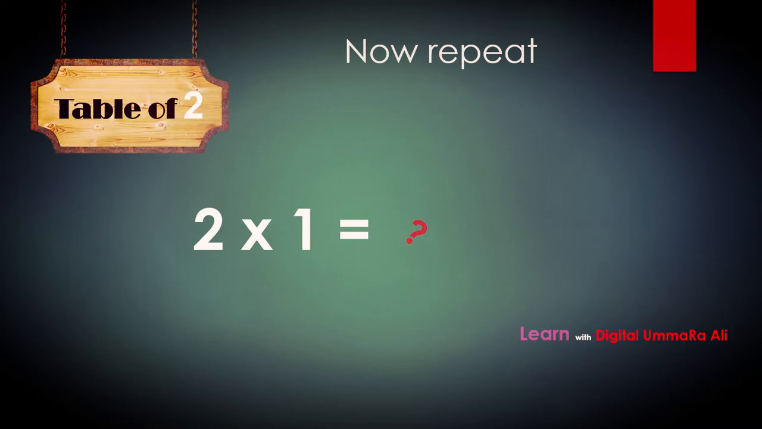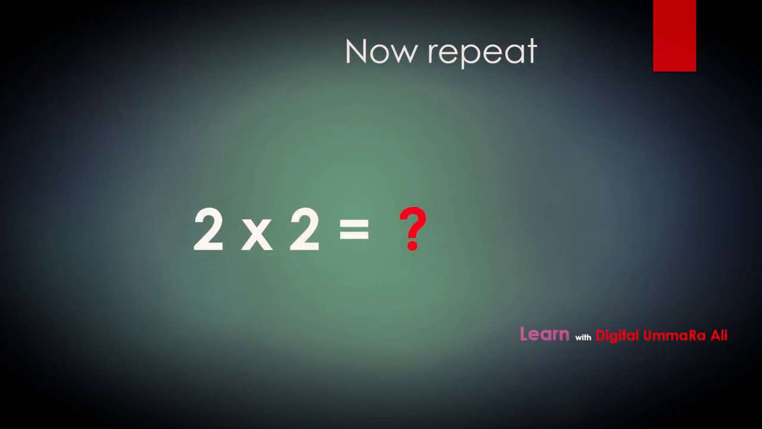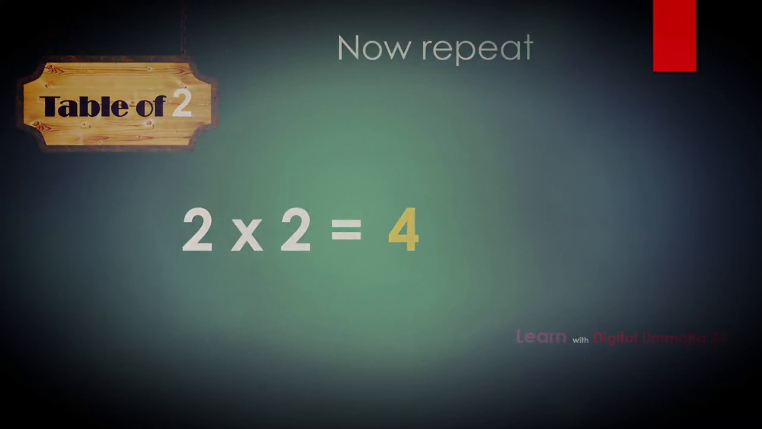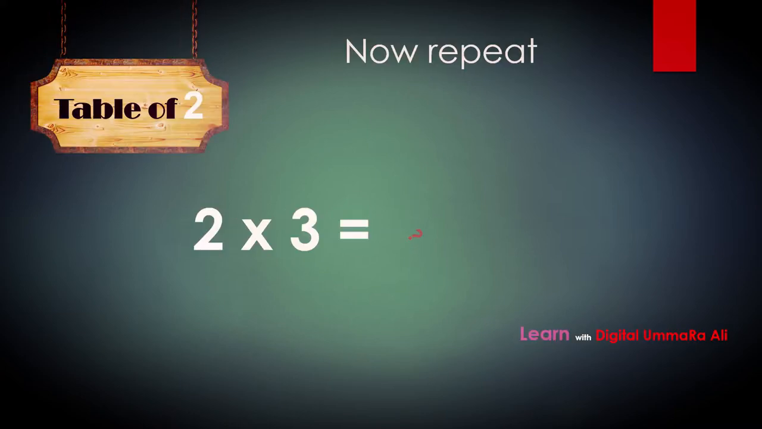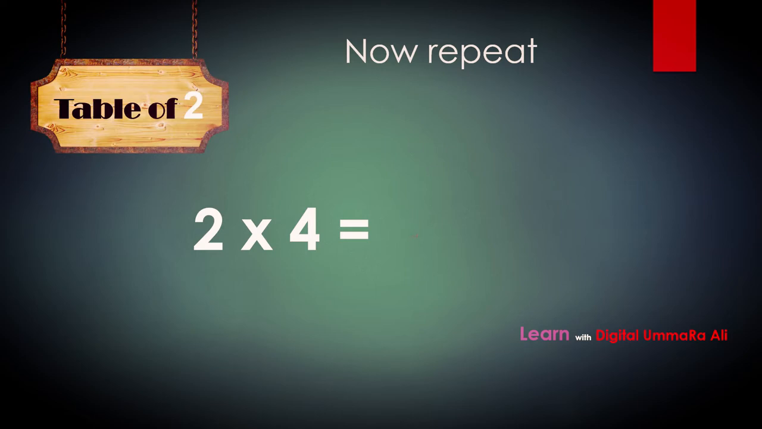Now let's repeat the table of 2. 2 ones are, yes, 2 ones are 2. 2 twos are, yes, 2 twos are 4. 2 threes are, yes, 2 threes are 6. 2 fours are 8.